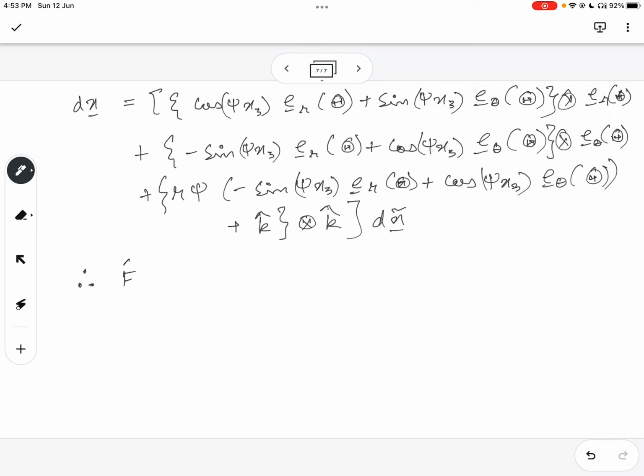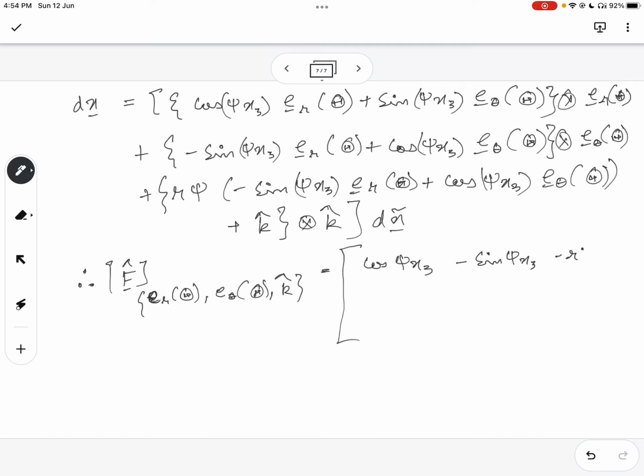Therefore, f hat in terms of the e_r(Θ), e_θ(Θ), k̂ basis can be written in a matrix form as cos ψx3, minus sin ψx3, minus rψ sin ψx3; sin ψx3, cos ψx3, rψ cos ψx3; 0, 0, 1. This is f hat.